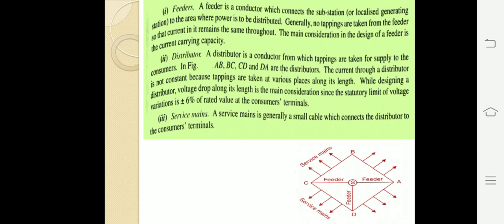Now coming to the third one, service mains. A service main is generally a small cable which connects the distributor to the consumer terminal. So it is a small cable which connects the distributor to the consumer terminals. The arrow marks indicate the service mains. So it connects the distributor and the consumer. The arrow marks indicate the tappings taken from the distributor.